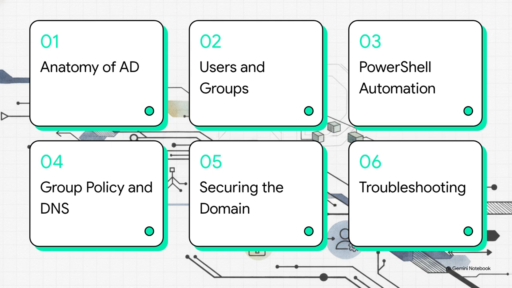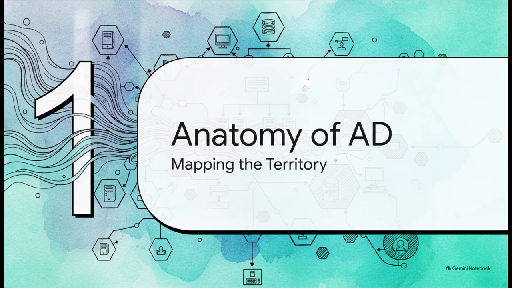Here is our survival guide playbook for today. We'll be going through 1. Anatomy of Active Directory. 2. Managing users and groups. 3. Automating with PowerShell. 4. Group policy and DNS. 5. Securing the domain. And finally, 6. Troubleshooting and recovery. Okay, let's dive right into this with Section 1, Anatomy of Active Directory, Mapping the Territory.